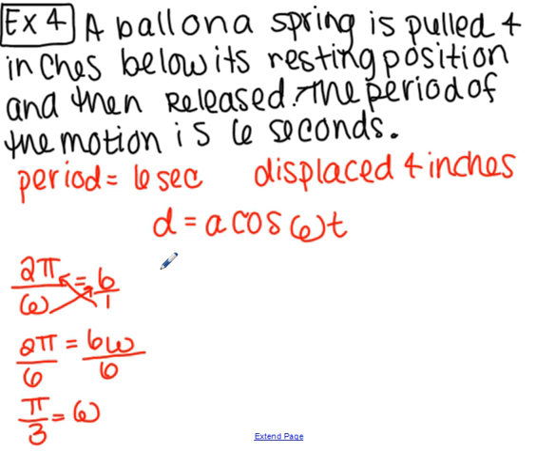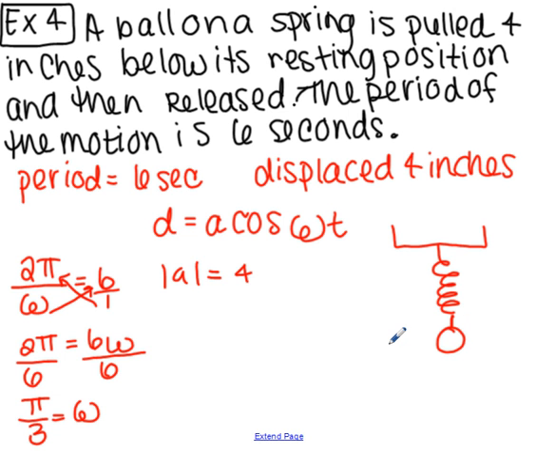My displacement is the absolute value of A. In this case, it's 4. Now we got to think, is it going to be positive 4 or is it going to be negative 4? Because it is the absolute value.